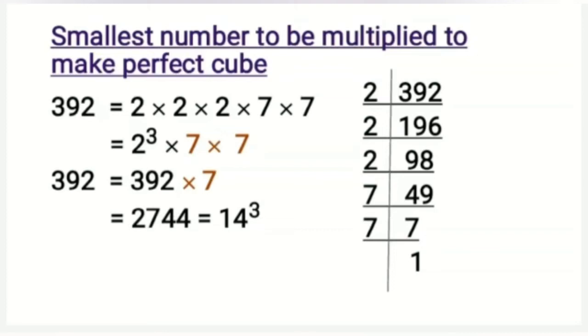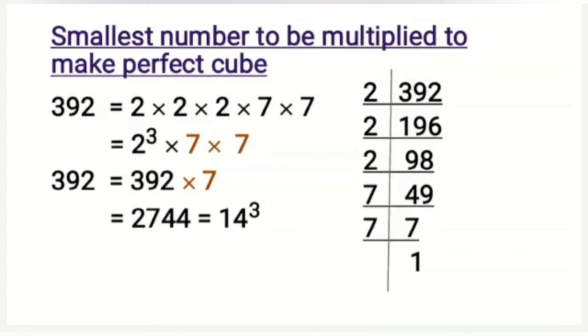392. Obviously, first I will find out the prime factors. 392 is divisible by 2. How many times? 196 times. 196 is again divisible by 2, 98 times. 98 is again divisible by 2, 49 times. 49 is divisible by 7. How many times? 7 times. 7 is again divisible by 7, 1 time. So I got the prime factors.